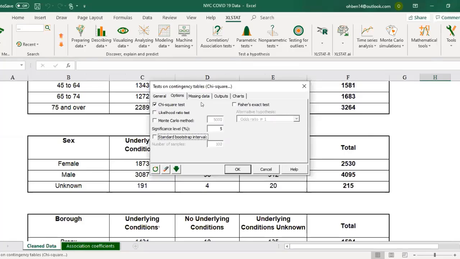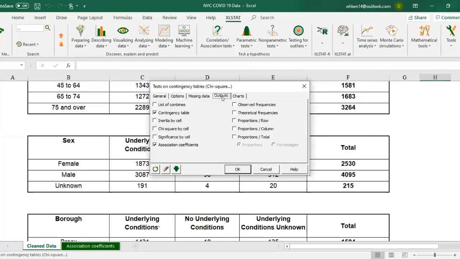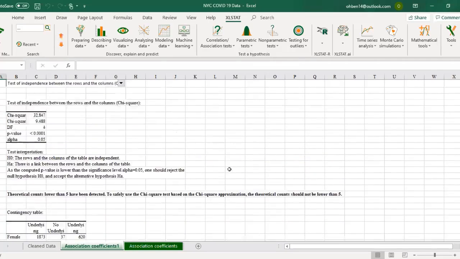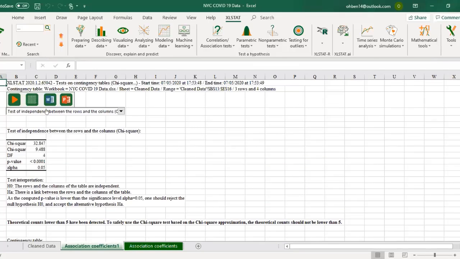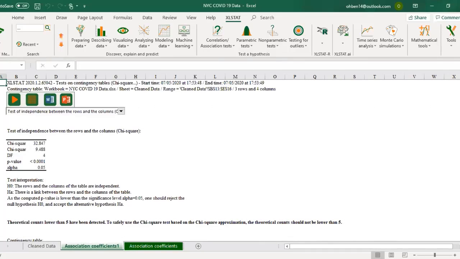Go to output. Okay, check contingency table and uncheck everything else. Great. Click OK. Great. And you can click on the gray lines, and now it's going to work for you, right? You can see the chi-square test statistic, which is 32.847. The degrees of freedom is 4. The p-value is also given to you right away, right?